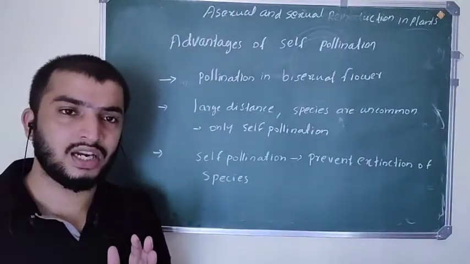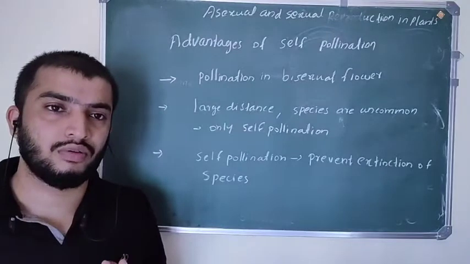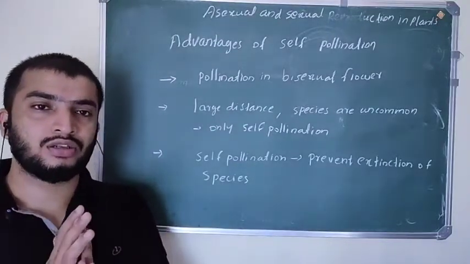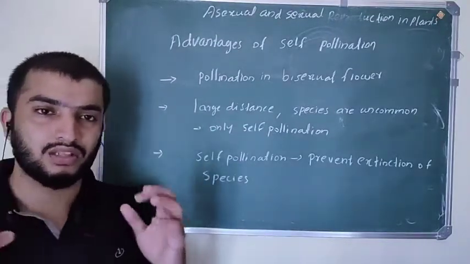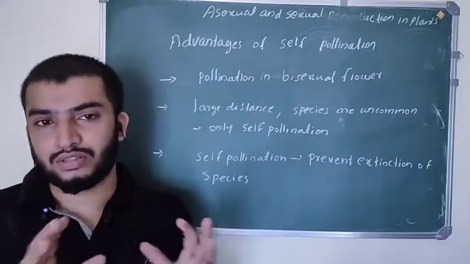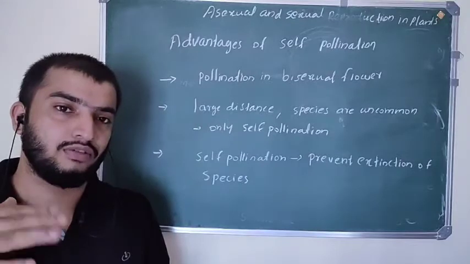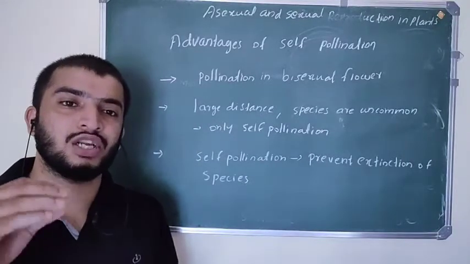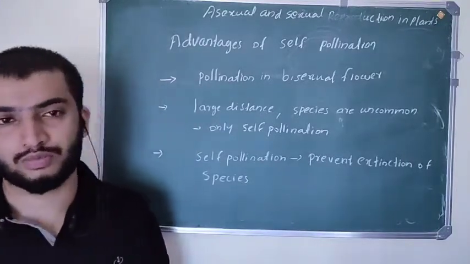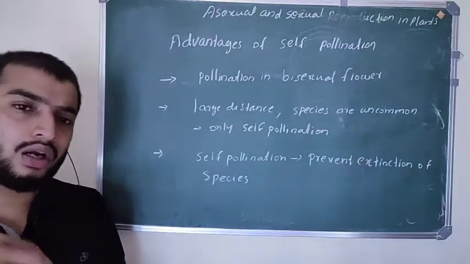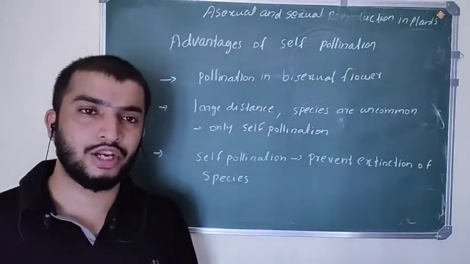Self-pollination is certain in the case of a bisexual flower. If the flowers are at a long distance, only self-pollination is possible, and the plants' self-pollination prevents the extinction of the species. Okay, then what are the disadvantages of self-pollination?